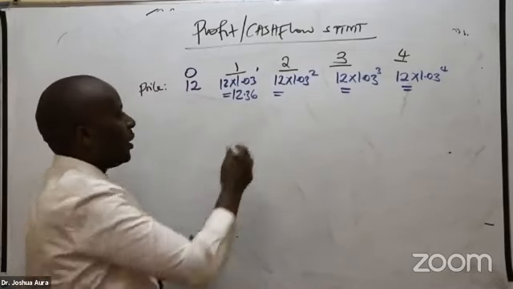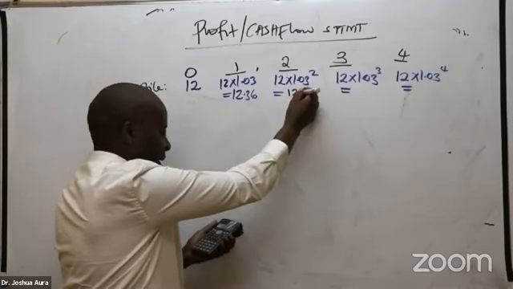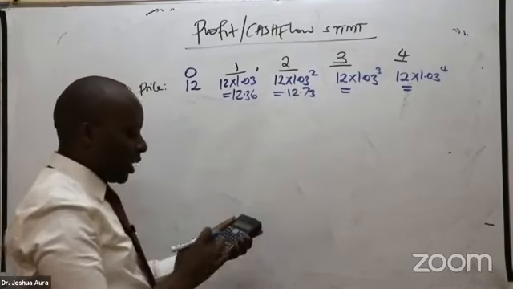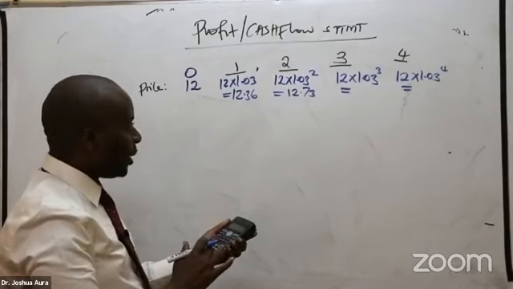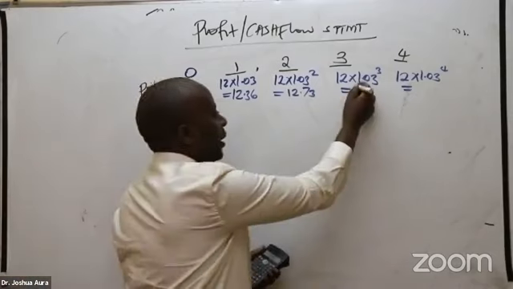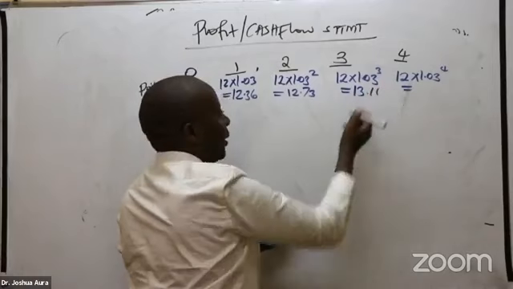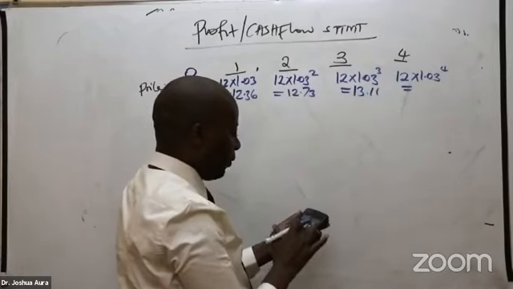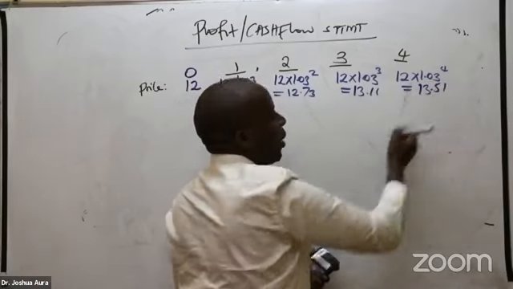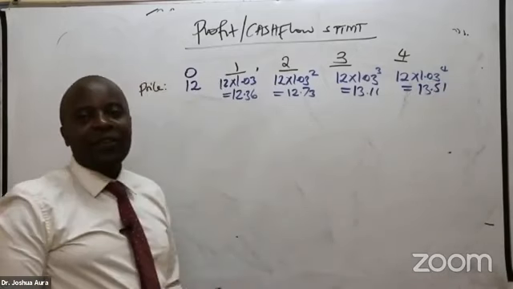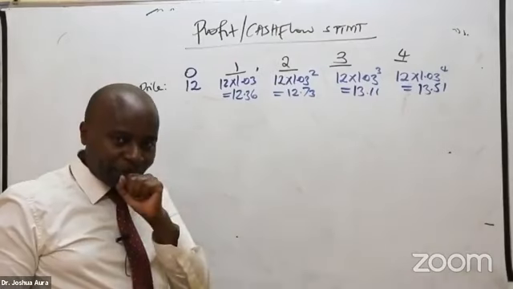So this one here had given us 12.73. Then we have 12 times 1.03 raised to power 3, which will give us 13.11. And then lastly raised to power 4, we have 13.51. Thank you very much. Are we together up to there?